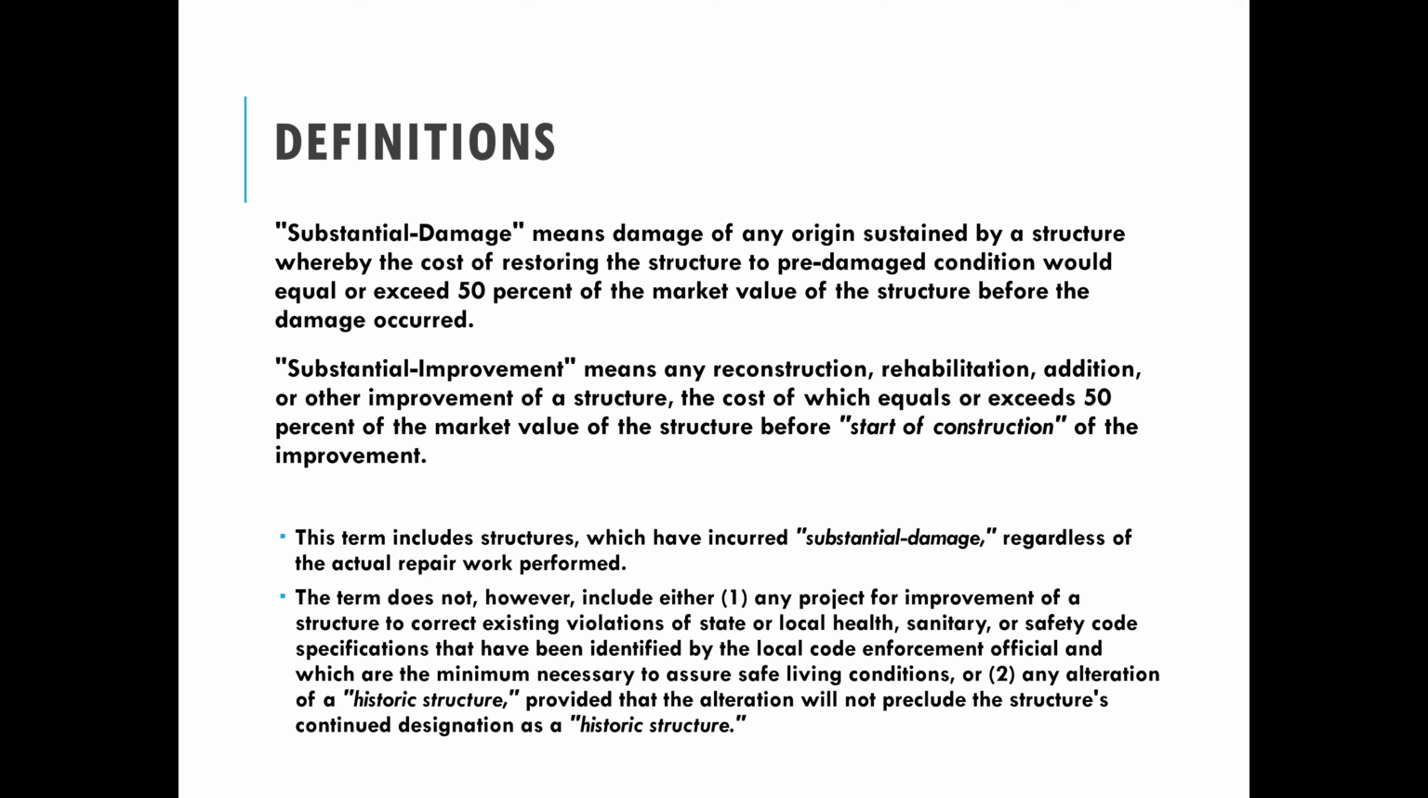And then if there have been violations that have been cited by a community official with the authority to cite that, such as outdated electrical wiring or something like that, something that's been cited from the local health, sanitary, or safety code, that can be excluded if it's been actually cited by a community enforcement official. And then also any alteration of a historic structure, provided that the alteration will not preclude it from continuing to be a historic structure. So we do have some of those that are designated by a historical society and stuff like that.